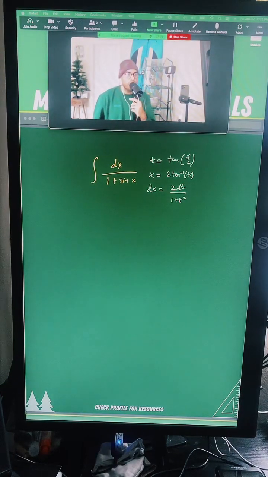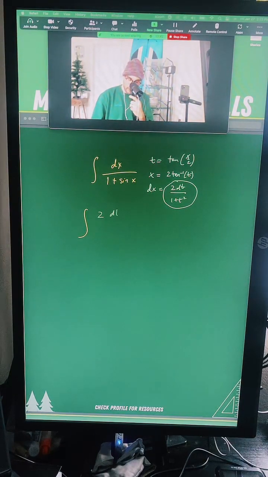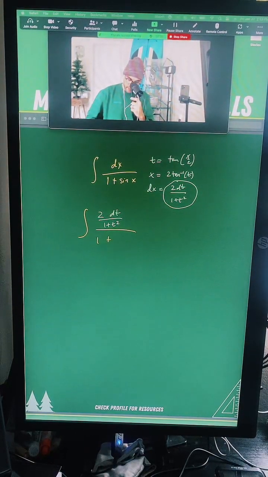All right. There are a couple of things that we need to rewrite in this integral. The first thing is that dx, that top value. So dx is going to be rewritten as 2 dt over 1 plus t squared. I'm just going to go ahead and write that, 2 dt over 1 plus t squared. And now we're going to have this over 1 plus, and as I mentioned, sine of x, according to these substitutions, is equal to 2t over 1 plus t squared.